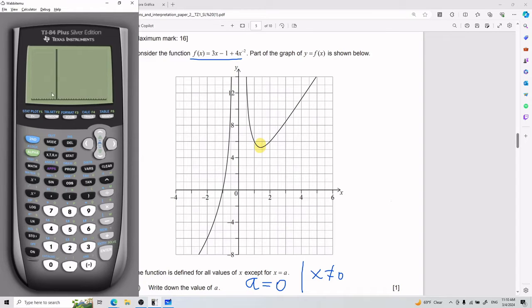Okay, maybe you're too zoomed out, maybe you're too zoomed in, maybe you're looking at the wrong area. So what you can do is, what I suggest actually is first start by pressing zoom, go all the way down to what is called zoom fit. Sometimes zoom fit helps you find like the important points, like intersect, min, max, whatever.